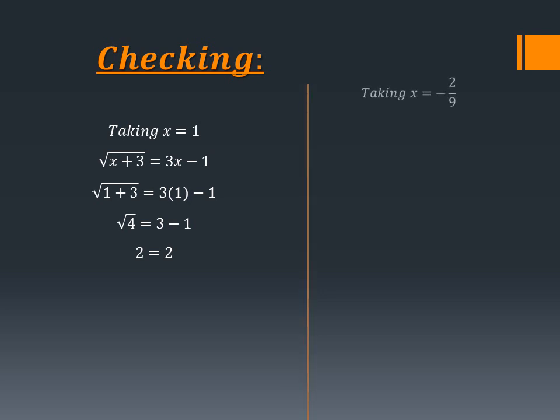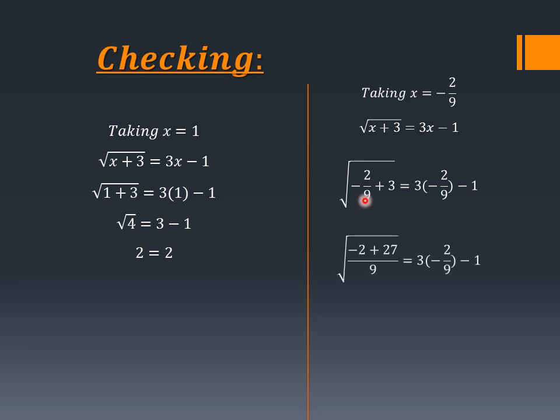Taking the other value of x, it was −2/9. So again, taking the same equation, we will replace all the x with −2/9. The equation will become √(−2/9 + 3) = 3 × (−2/9) − 1. 9 and 3 can get cancelled with each other, but on the left side of the equation, we have to take the LCM. Taking the LCM, 3 will be multiplied by 9, so it will become 27. After addition and subtraction and cancelling 3 with 9, we will get √(25/9) = −2/3 − 1.